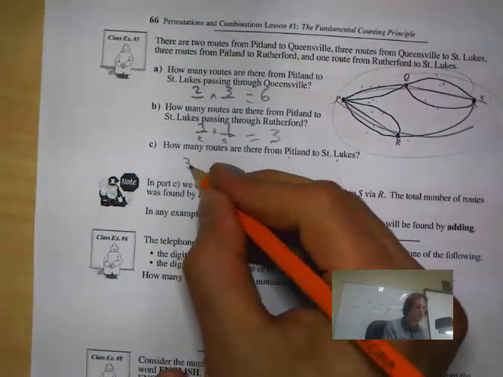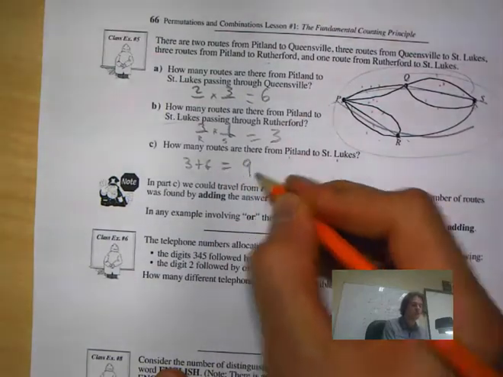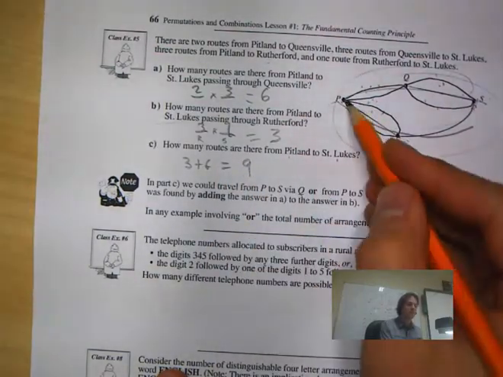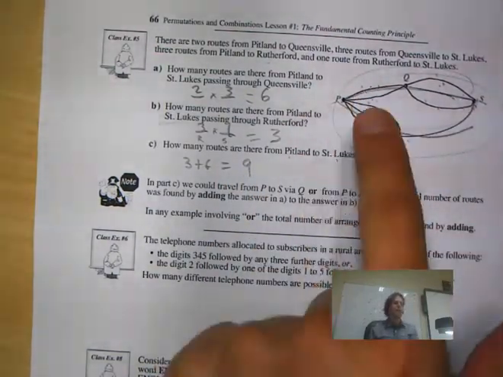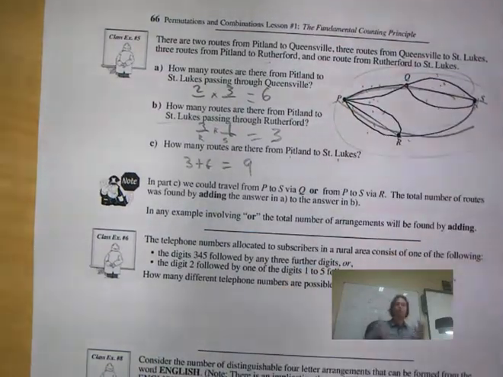So we have 3 plus 6, which is equal to 9. Because I have 3 routes going this way and 6 routes going that way. I could go either this way or that way, so I add them together. There are 9 different routes.